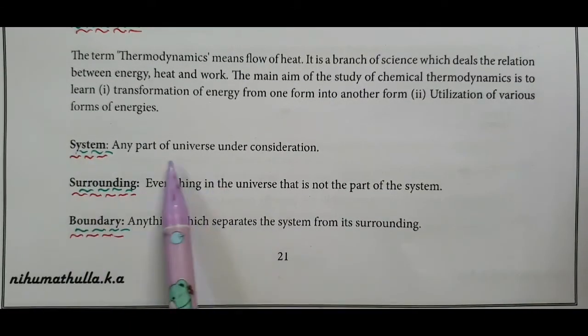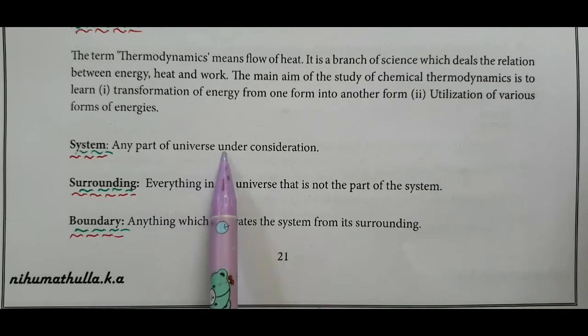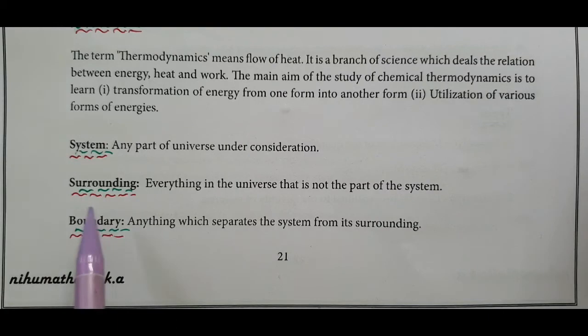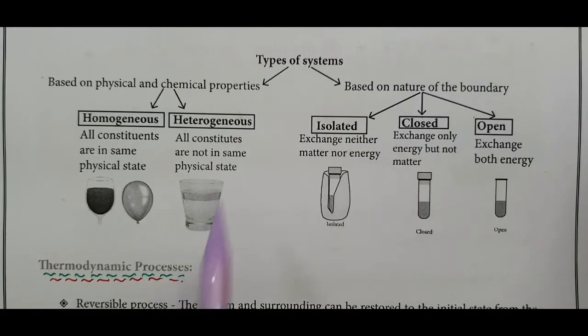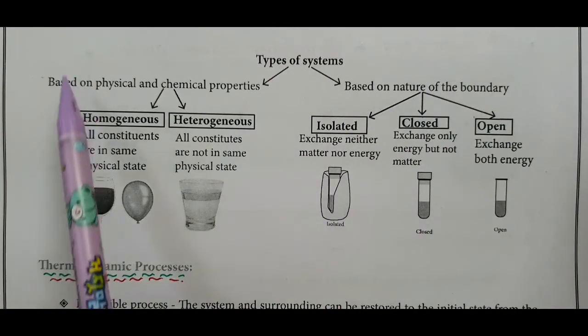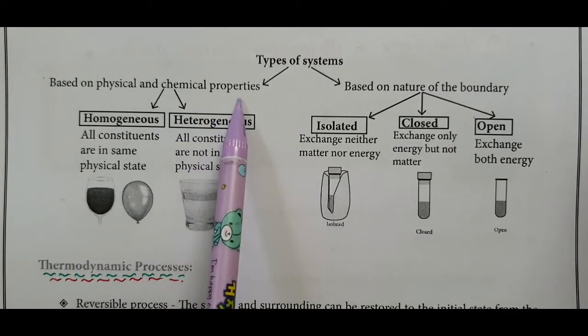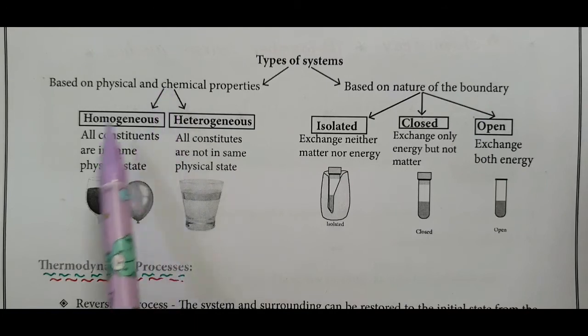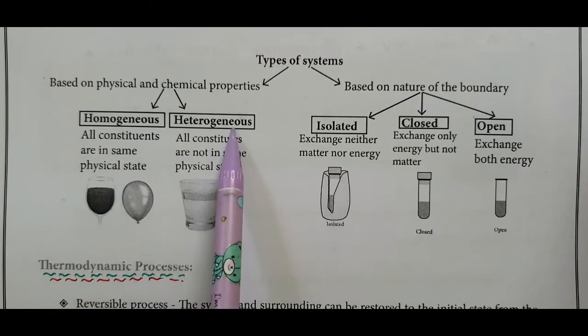One is system. Any part of the universe under consideration is called a system. Second one is surrounding. Everything in the universe that is not the part of the system is called a surrounding. Boundary. Anything which separates the system from its surrounding is called boundary. Types of systems. Based on physical and chemical properties, systems are classified into homogeneous and heterogeneous.